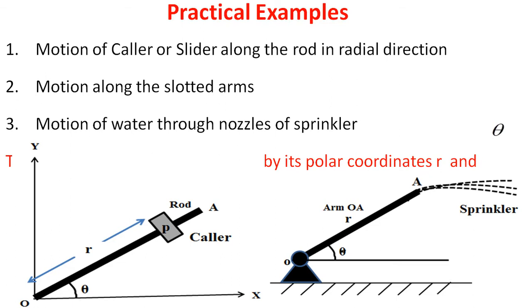Another example is the motion of a sprinkler through a nozzle. This is one of the examples of the polar coordinates R theta system. If you observe, the sprinkler is revolving through certain angles, and the water comes out as a splash from the nozzle. So this is also one example of the R theta system.